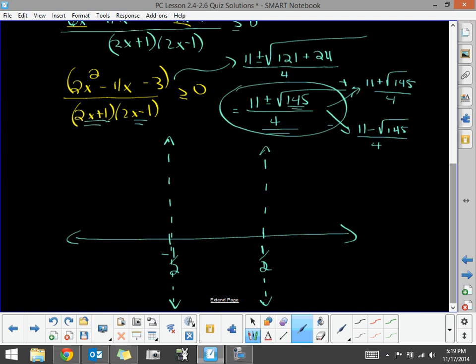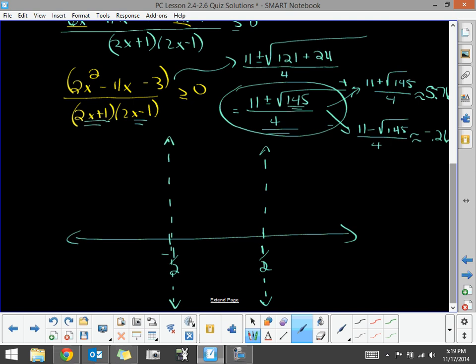So when I take 11 plus the square root of 145, which is awfully close to a 12, and a 12 plus 11 is 23, and 23 divided by 4 is really close to, and above, a 5 and less than 6, so this one is approximately 5.76. Okay, so in this one, if I do the calculations, it is awfully close to negative 0.26.